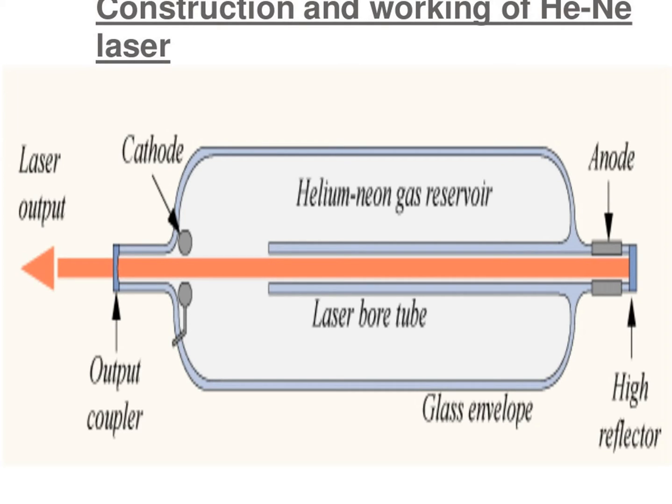Now, when the discharge is created, electrons and ions are created in the gas, and these two particles are accelerated in opposite directions. Helium atoms, when compared to neon atoms, are less stable and lighter in weight. So when the fast moving electrons collide with the helium atoms, they transfer their complete energy to the helium atoms and excite them to the highest energy level.